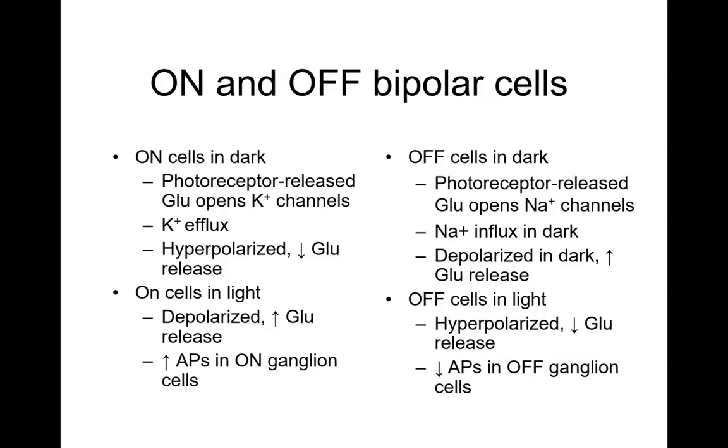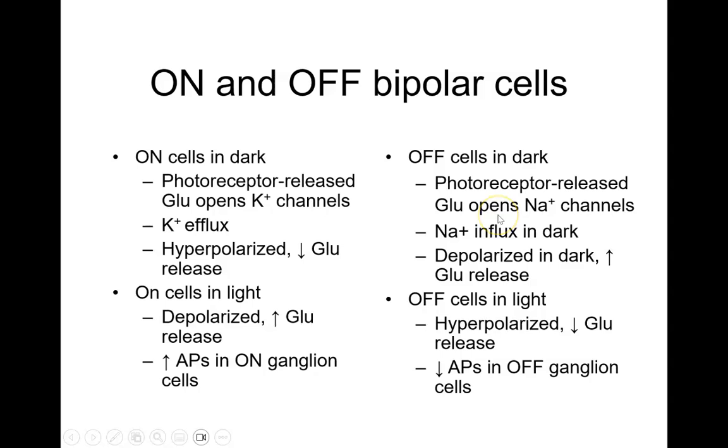So our on and off bipolar cells. On cells in the dark, our photoreceptors are going to release glutamate. That's going to open our potassium channels. We're going to get an efflux of potassium, meaning that potassium leaves the cell. This will have the effect of being hyperpolarized, and it will reduce glutamate release. In the light, those photoreceptors release less glutamate, and because of that, potassium can't leave. As a result, it becomes depolarized and increases glutamate release onto ganglion cells, which will increase their action potentials.